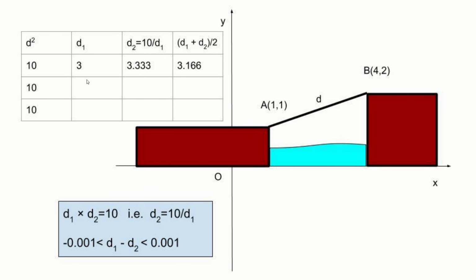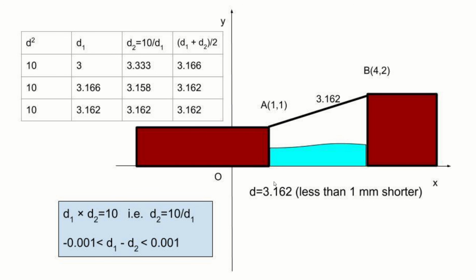Well, since the difference between d1 and d2 is larger than 1 millimeter, we will take this number and put it here and repeat. d2 is equal to 10 divided by 3.166. It comes to 3.158, and the average is 3.162. Still we have an error that is larger than 1 millimeter, so we'll put here 3.162. 10 divided by 3.162, oops, is 3.162, the same number. So d1 is equal to d2 with 3 decimals, and the average is of course 3.162.